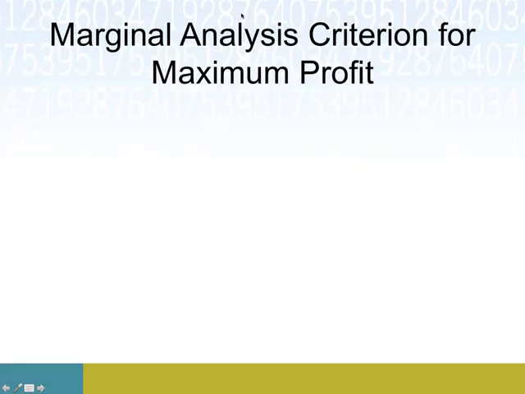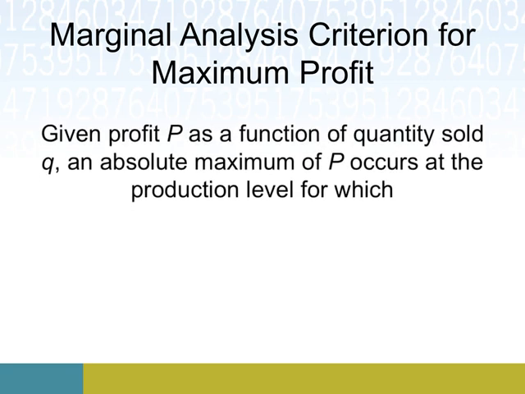Marginal analysis criterion for maximum profit, and another one, marginal analysis criterion for minimizing average cost. Basically these are just two strategies for optimizing things that come up frequently in some kind of business application. So maximizing profit, generally a good thing. And there's not a whole lot of surprise here. If we've got profit as a function of quantity sold, the absolute maximum, so keep in mind this is a little bit more strict than a relative max. Absolute max is asking on some closed interval what is the largest value overall.